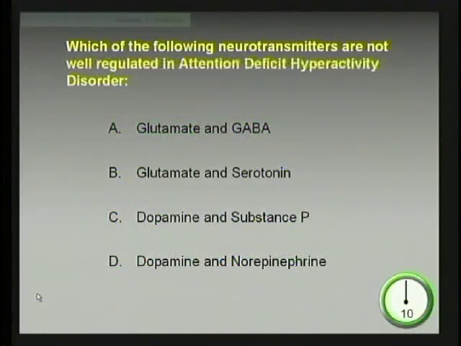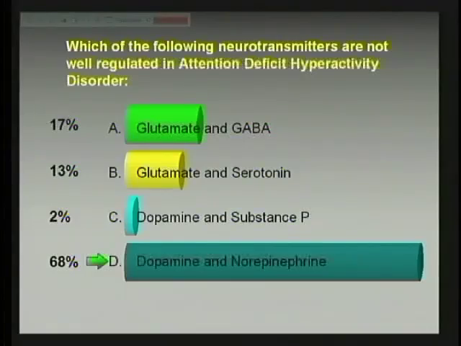So, which of the following neurotransmitters are not well regulated in attention deficit hyperactivity disorder? A, glutamate and GABA. B, glutamate and serotonin. C, dopamine and substance P. D, dopamine and norepinephrine. And that is the correct answer, D, dopamine and norepinephrine.